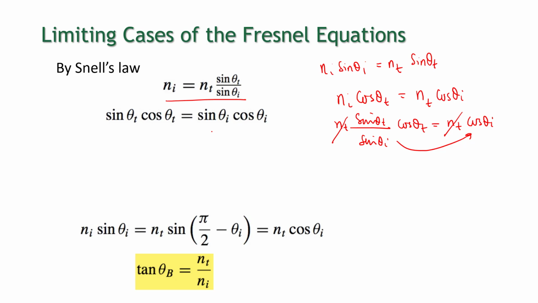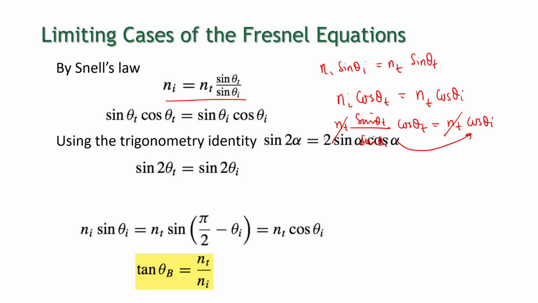And from basic trigonometry, we know this formula: sine 2 alpha is equal to 2 sine alpha cosine alpha, right? Remember that formula? That's the trigonometry identity. Okay, and that means we can use this formula in this equation. So if you multiply 2 on both sides, this thing would be sine 2 theta t, and this thing would be sine 2 theta i. Okay.